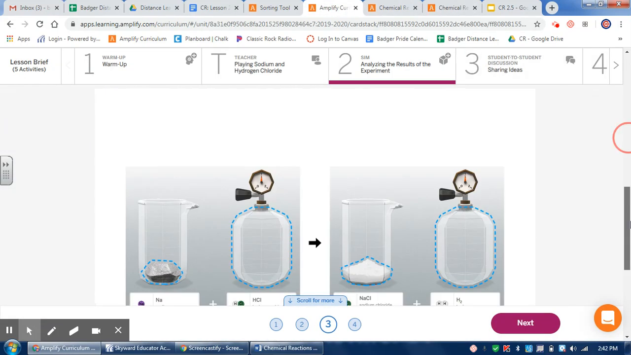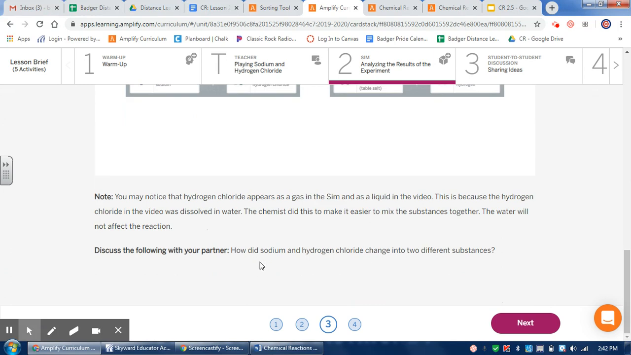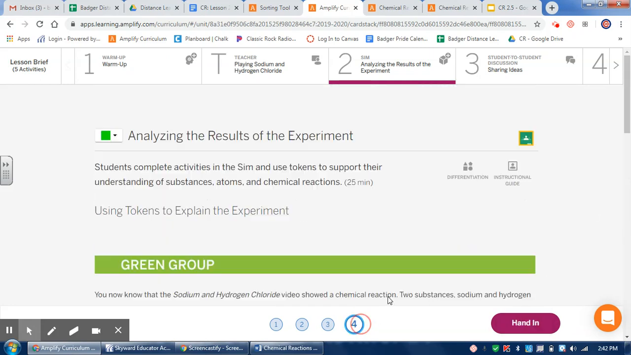All right, so I'm going to go down to the bottom, and how did the sodium and the hydrogen chloride change into 2 different substances? It was the rearrangement of the atoms. We saw that the sodium atom tore the chlorine atom from the hydrogen, took its place, and it left the hydrogen out by itself. So there's not anything else you need to do for that. You can just press next.